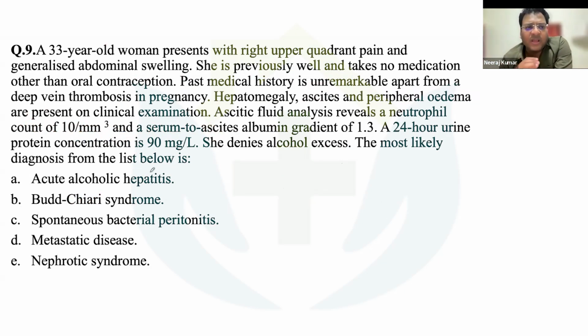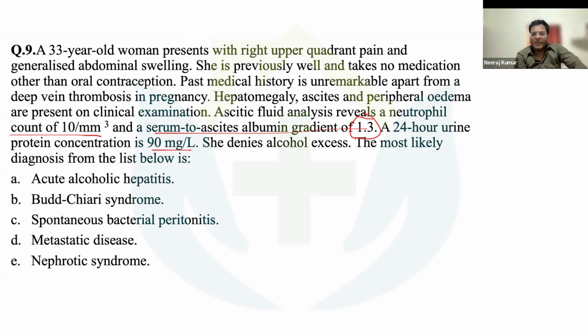Now, coming to the next question, a 33-year-old woman with right upper quadrant pain and generalized abdominal swelling. She was previously well, on no medication other than OCP, past medical history unremarkable, and she only has a DVT history. Hepatomegaly, ascites, and peripheral edema are present on clinical examination. Ascitic fluid analysis shows a neutrophil count of 10 per cubic millimeter, and SAAG ratio is 1.3. The 24-hour urine protein concentration is 90, and she has no alcohol intake history, so what is the most likely diagnosis? Again, this is a straight diagnosis.